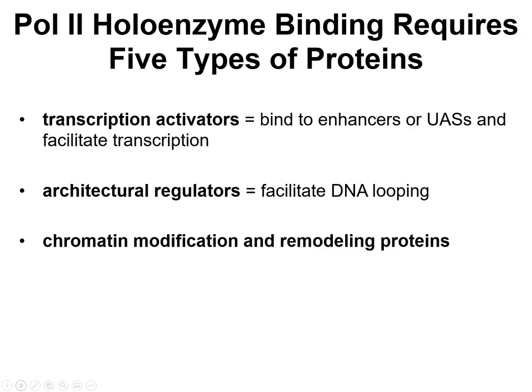So let's talk about the types of proteins that are required for Pol II in all of its glory to bind. We've got all the transcription activators, which bind to enhancers, or in yeast, the upstream activator sequence, and they facilitate transcription. We also need the architectural regulators, which facilitate DNA looping. Then we've got the chromatin modification and remodeling proteins. We talked a little bit about these, and we're going to continue our conversation.